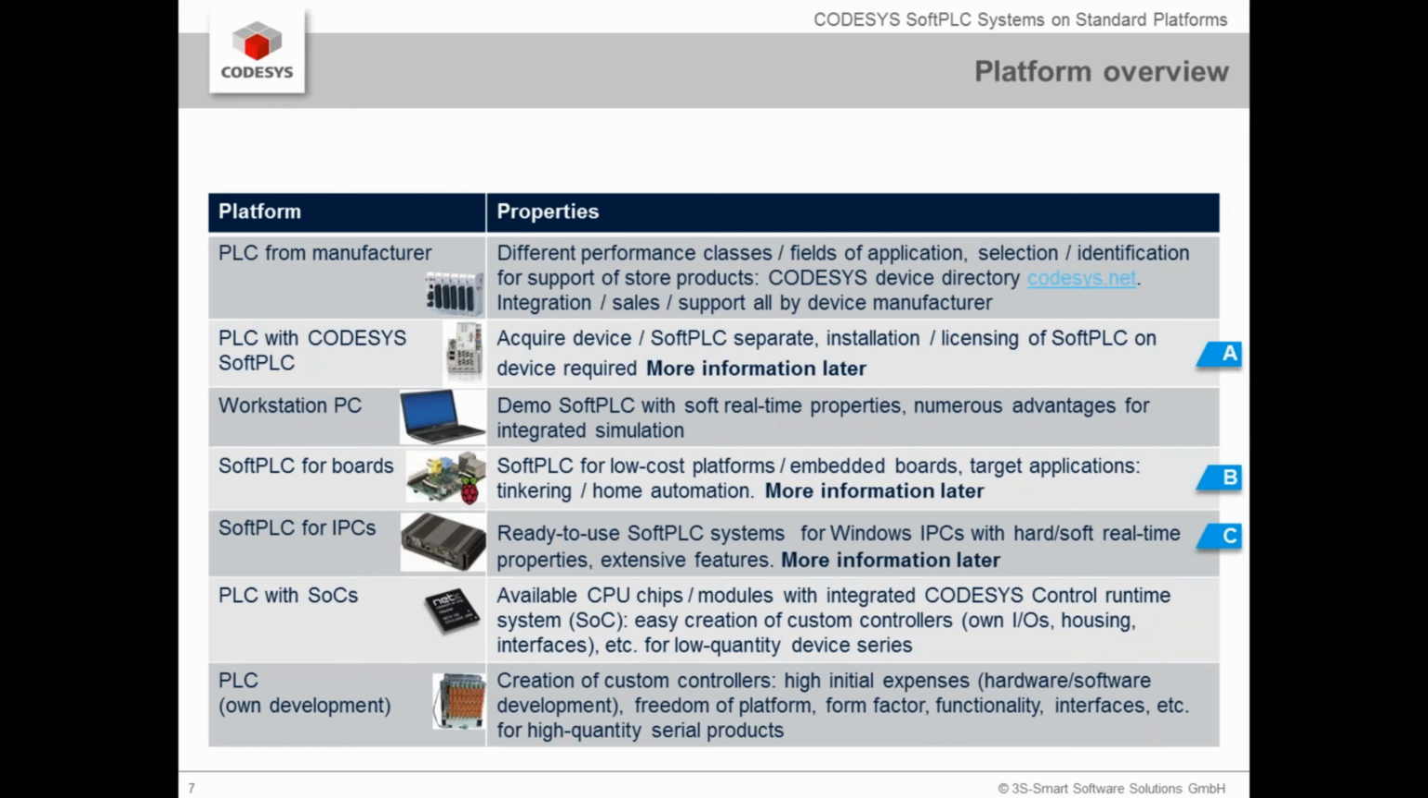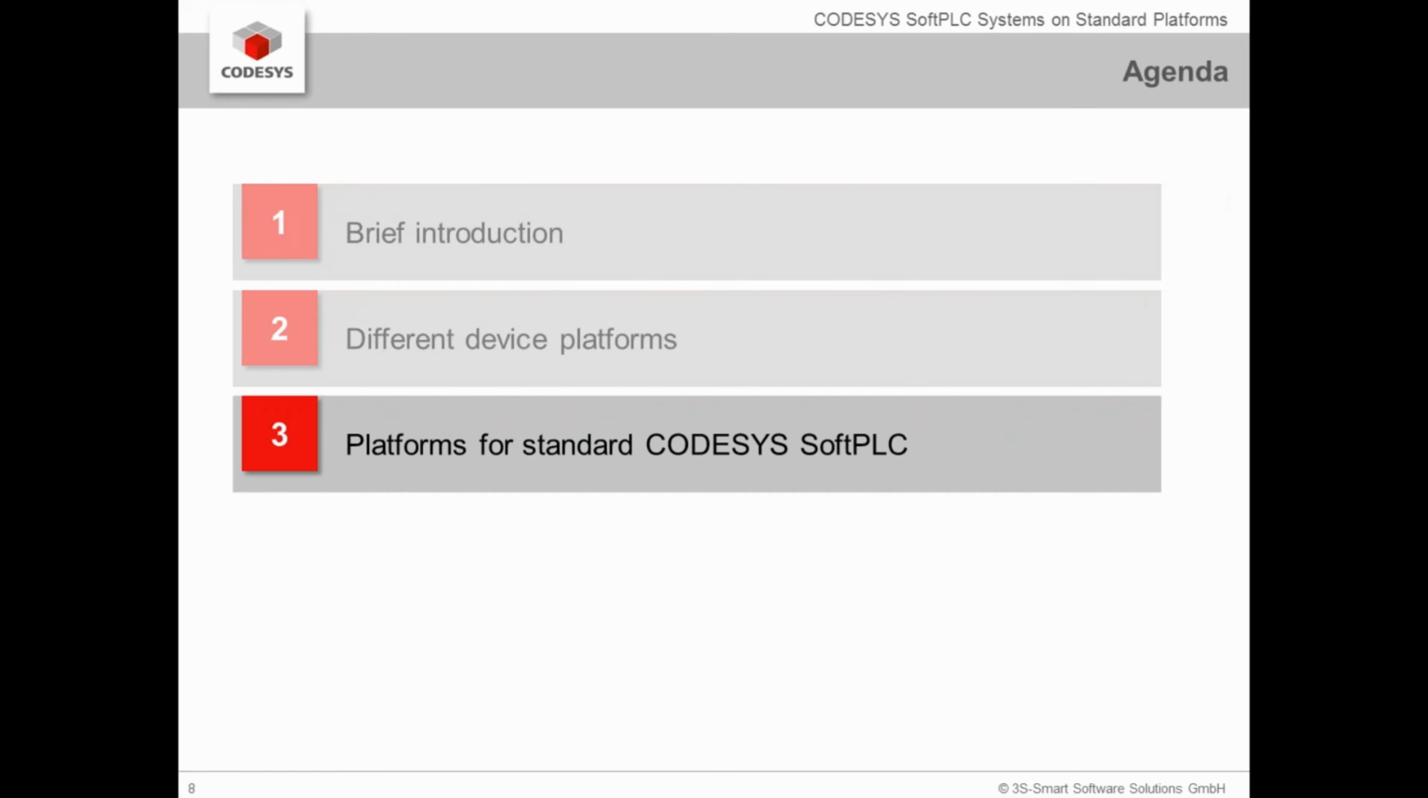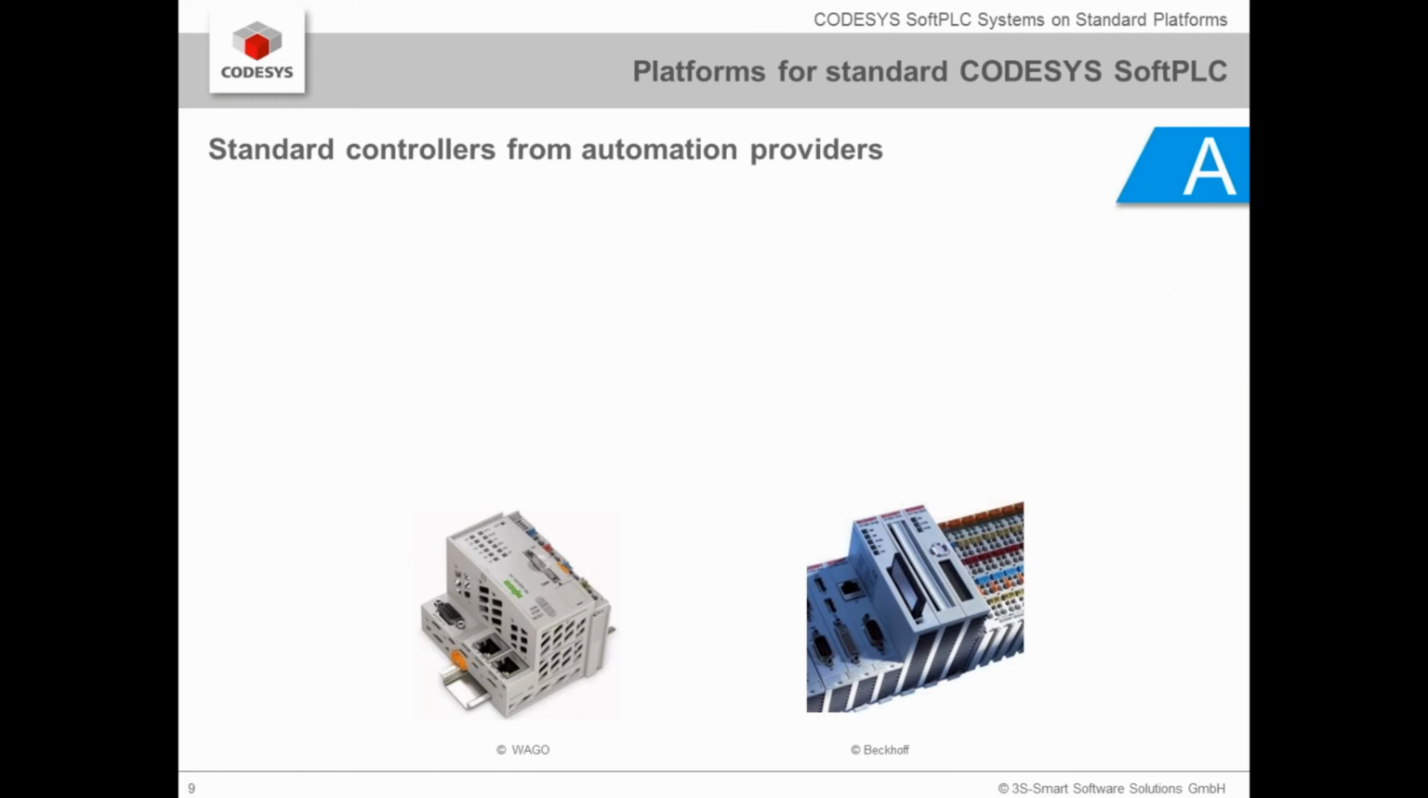Now, these are the 7 different platforms you could choose in general in order to execute the application code that you have programmed inside the CODESYS development system. Now, as promised, we will focus now on these 3 different platforms in order to give you some additional information on that. Because for these 3 different platforms, we have ready-to-use standard SoftPLCs in the CODESYS store.